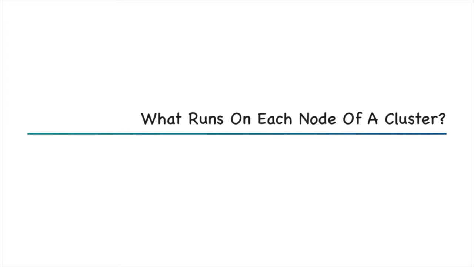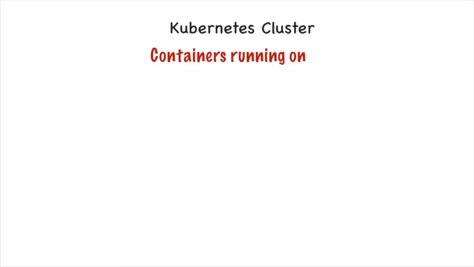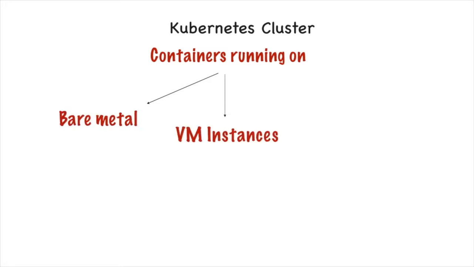Let's now understand in some detail what happens on each of the nodes, previously known as the minions, in a Kubernetes cluster. Let's go back to our favorite diagram. Remember that a Kubernetes cluster consists of instances. These could be bare metal machines, these could be virtual machines running in a local data center, or cloud virtual machine instances running on a provider like the Google Cloud Platform, AWS, or Azure.